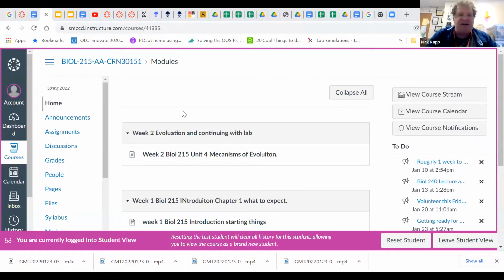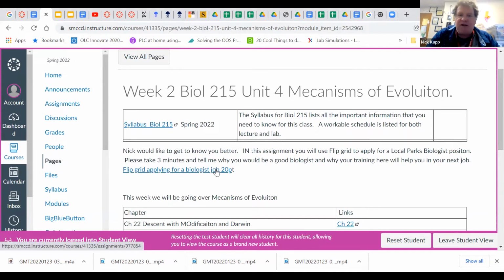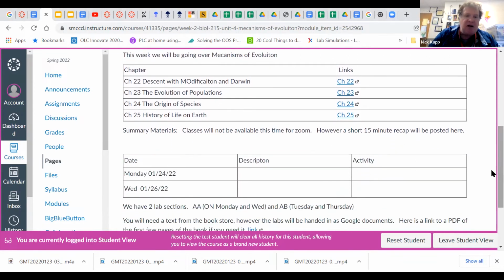I'm going to share my screen here in order for us to take a look at it. This is the Canvas that we're looking at. We're looking at week 2. If we go down to week 2, I have published the syllabus that's still up here. Do your Flipgrid. I'm going to ask you to actually apply for a biology job. This is how I'm going to get to know you. So basically 3 minutes, go ahead and do your Flipgrid. I have some links here to chapters 23, 24, 25, etc. that we are going to be looking at.